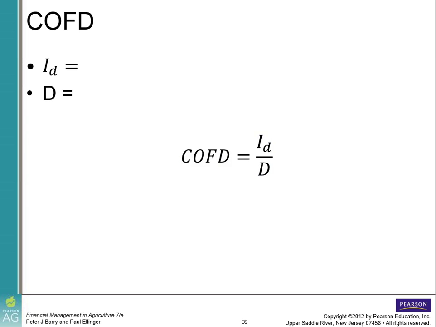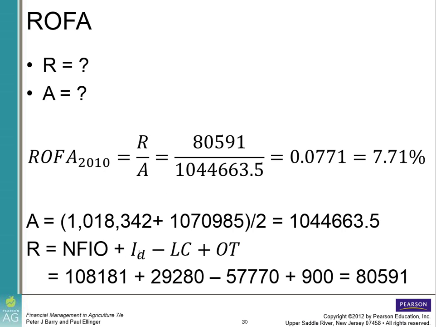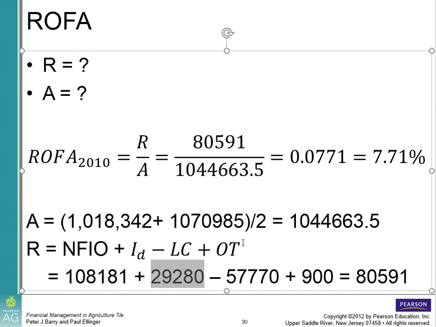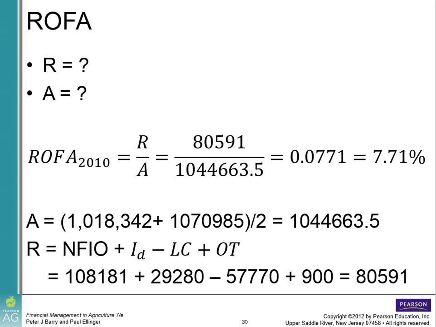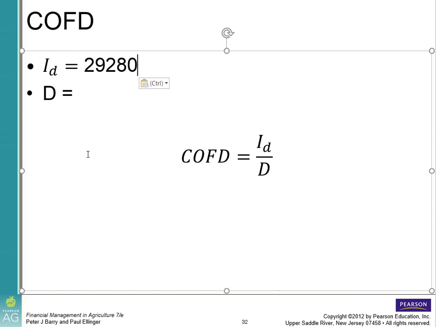ID is farm interest expense, taking you back to the income statement. Interest expense in 2010, 29,280. You can also see this in ROFA when we used ID right here, 29,280. We used it as part of R. Now you only need it. So I'm just going to go ahead and put that here. And then D is average farm liabilities.